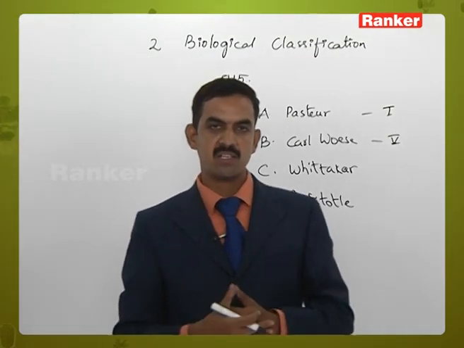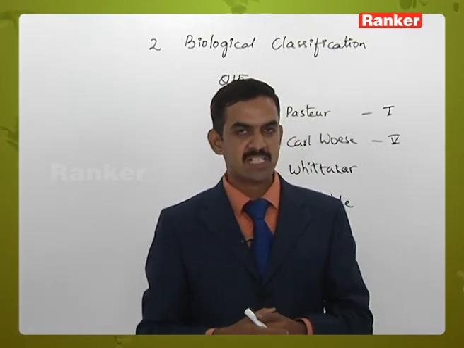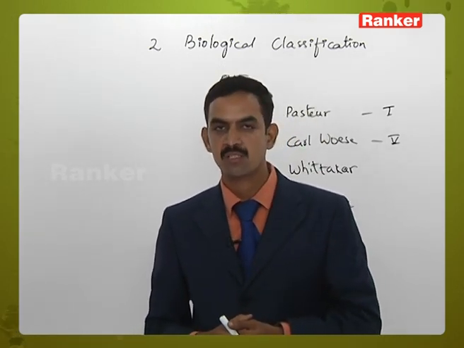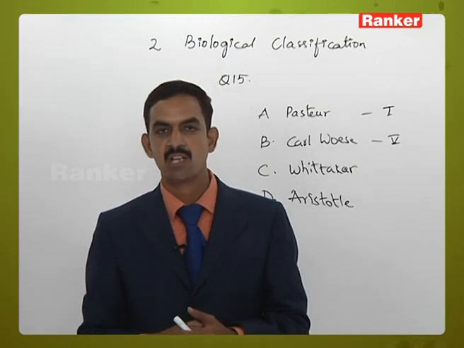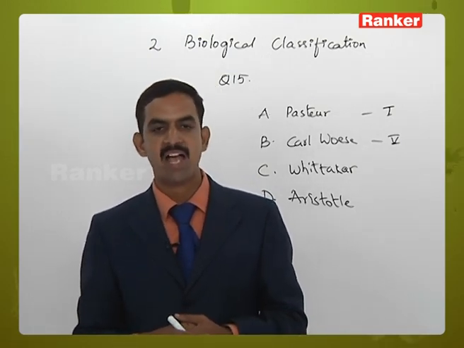Already we discussed that Whittaker had given the 5 kingdom classification, which includes Monera, Protista, Fungi, Plantae and Animalia.